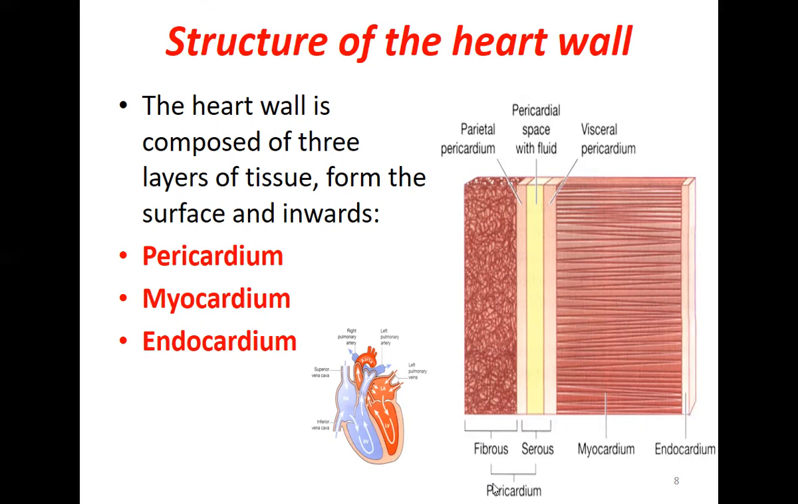Peri means outside, so it is covering the outside of the heart. Myocardium is the muscle of the heart in between, and the innermost will be the endocardium. Here also the endocardium will be here. Pericardium will be outside. Okay. So there are three layers of the heart wall: the pericardium, then the myocardium, and the endocardium.